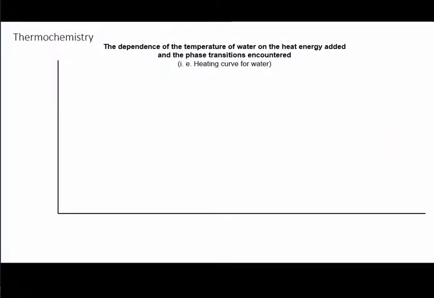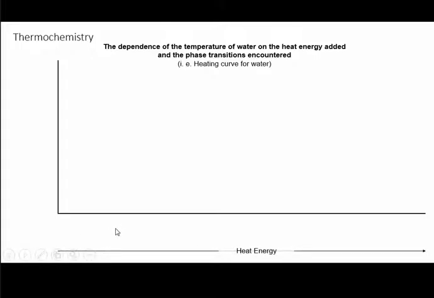So let's look at a different type of diagram. This could be called a phase diagram, but I call it a heating curve for water. And every substance has a heating curve, but water is used so ubiquitously, we usually use that as our example. And so what we're going to do is add heat to water down here on the x-axis.